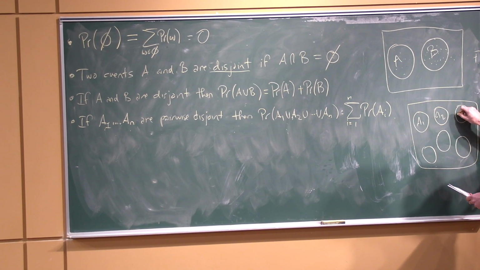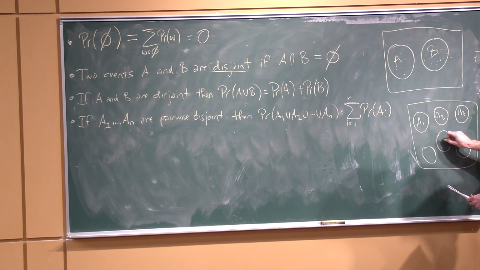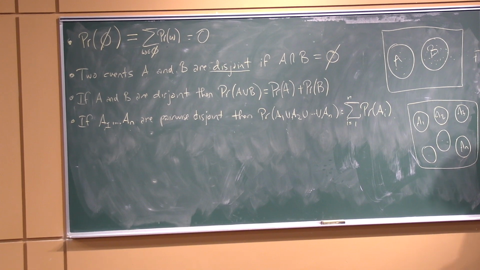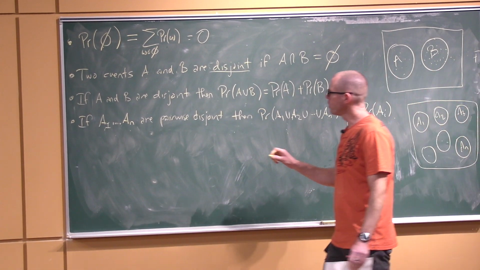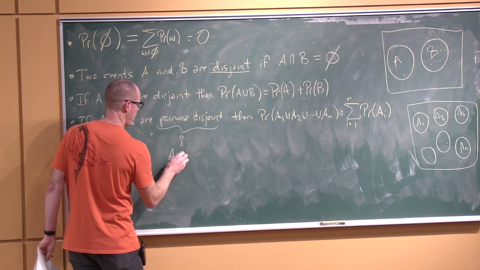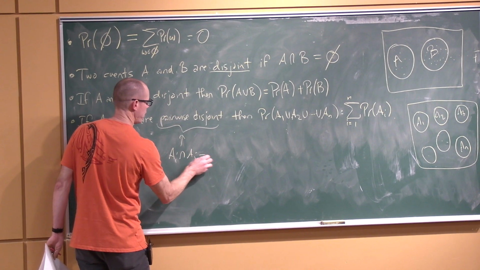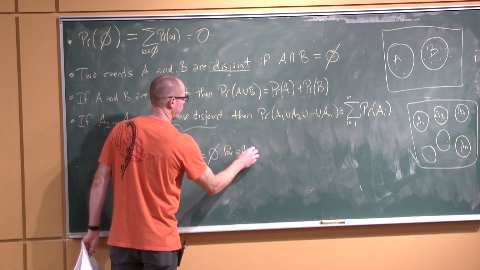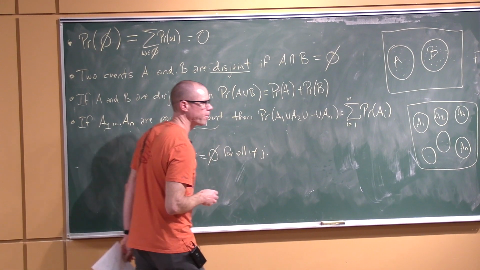A1, A2, A3, up to AN. And pairwise disjoint here just means Ai intersect Aj is the empty set for all i not equal to j.